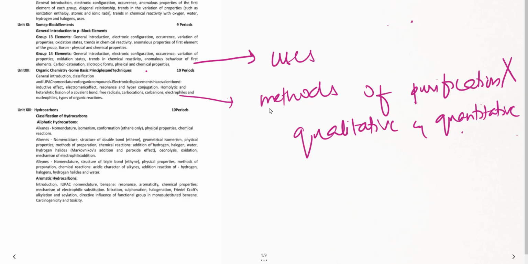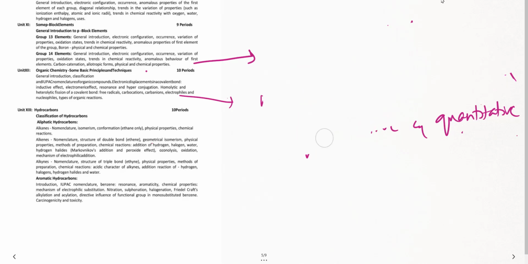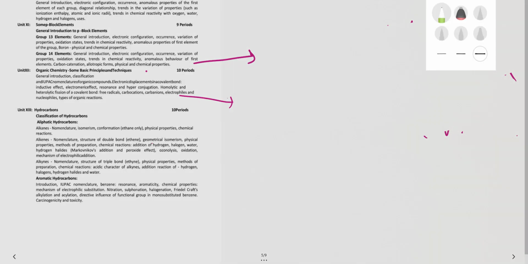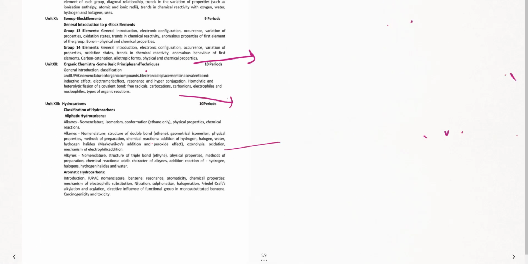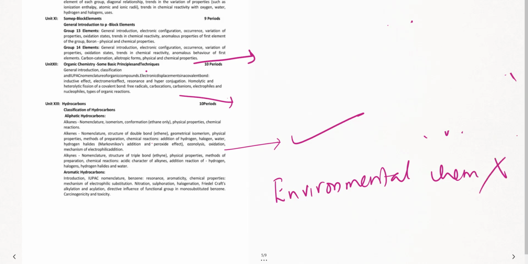Now, when it comes to the hydrocarbons chapter, let me erase this also. Okay, right. So in organic chemistry, in the hydrocarbon chapter, all the topics are included. There is no deletion. Everything is there this year. Aliphatic, aromatic, everything is there. There is no change. As we said, the last chapter, environmental chemistry, is not there. Environmental chemistry is deleted this year.